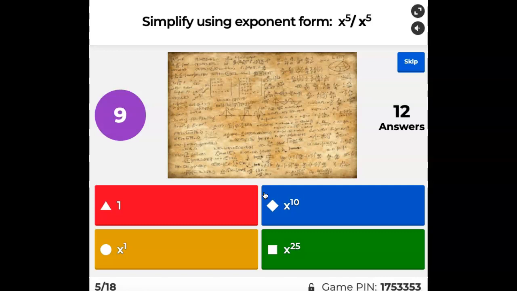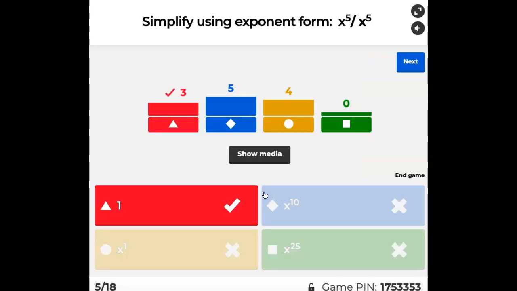X to the power of 5 divided by x to the power of 5. So all of your answers are all over the place. Remember, this is just like 2 divided by 2. The answer is 1, because the same thing divided by the same thing is 1.